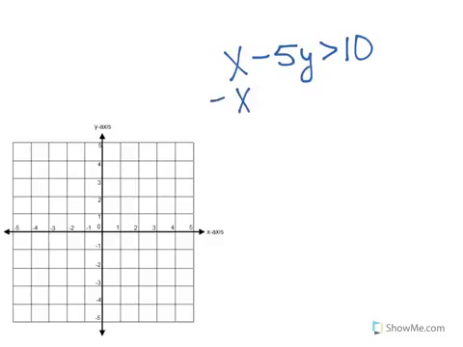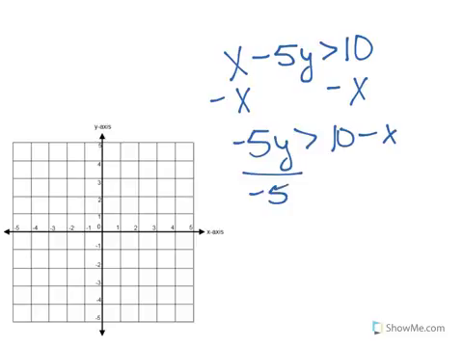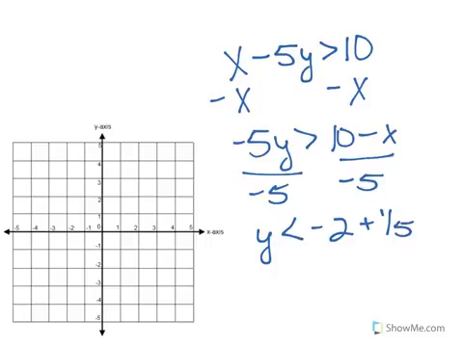So if we subtract x from both sides and divide by -5, remember that dividing by a negative means that your sign is flipped. So our line is that y is less than -2 plus 1/5 x.